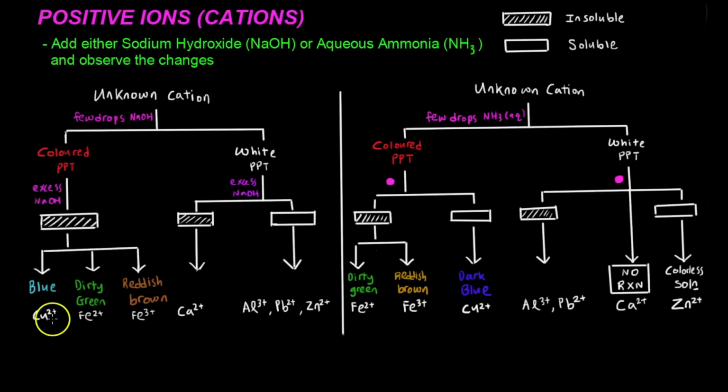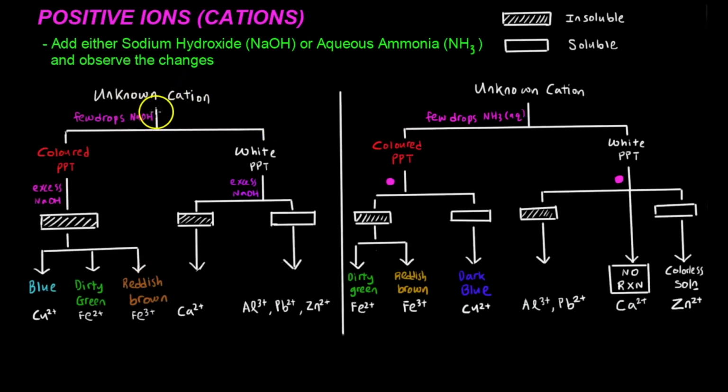If it's blue, it's Cu2+, which is copper. If it's dirty green, which means a bit of dark green, it's Fe2+, iron 2+. If it's reddish brown, it's Fe3+, which is iron 3+. These are the colored PPT, PPT means precipitate. These are the three colored precipitates you will observe when you use NaOH. Moving on to the other side.